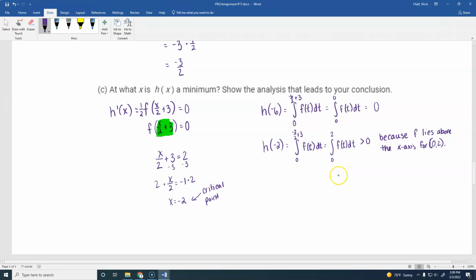Okay. Then we need to figure out h of 4, which is going to be the integral from 0 to 4 over 2 plus 3 of f of t dt. And that is going to be our integral from 0 to 5 of f of t dt.